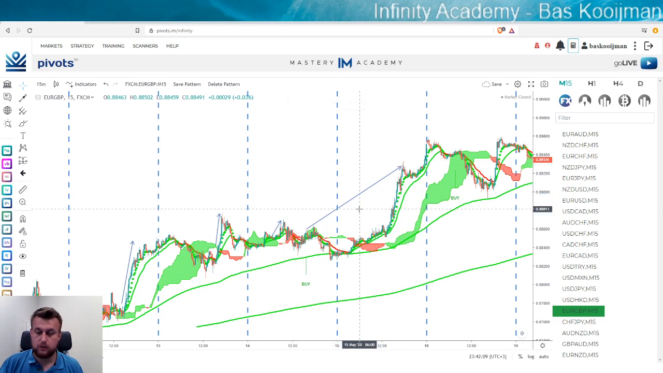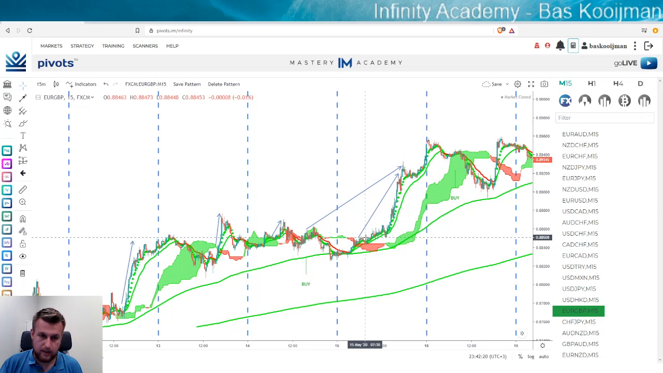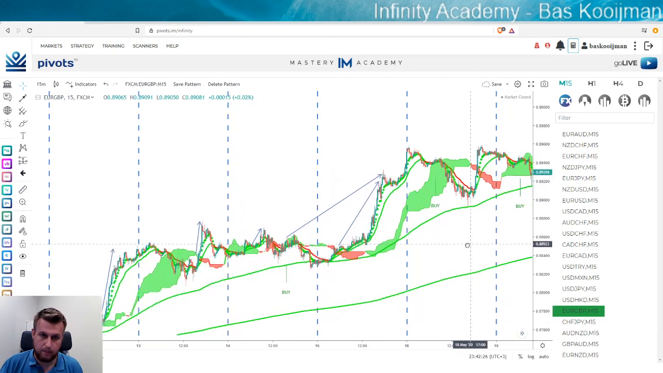Of course, we would like to avoid drawdown, so when prices come from under the cloud and they already have some speed, these are of course really nice rides. This is a ride that you can take early in the morning, but also a little bit later still, and it's 70 pips up.